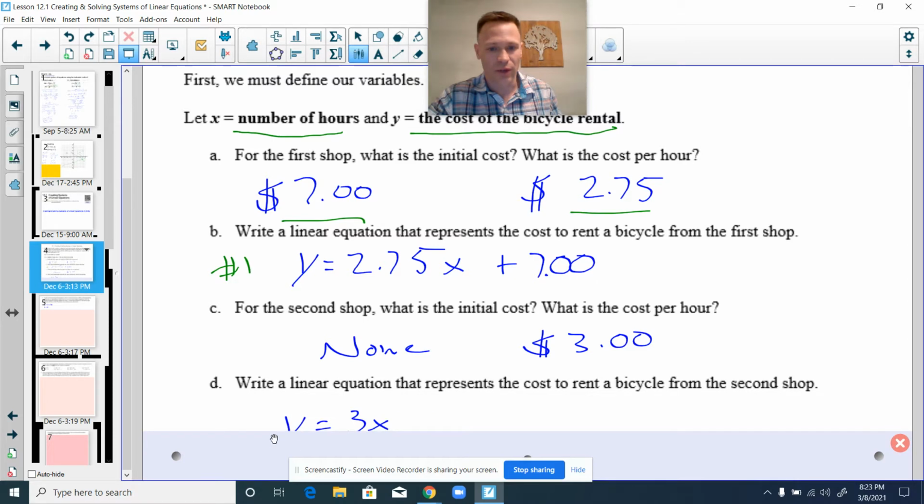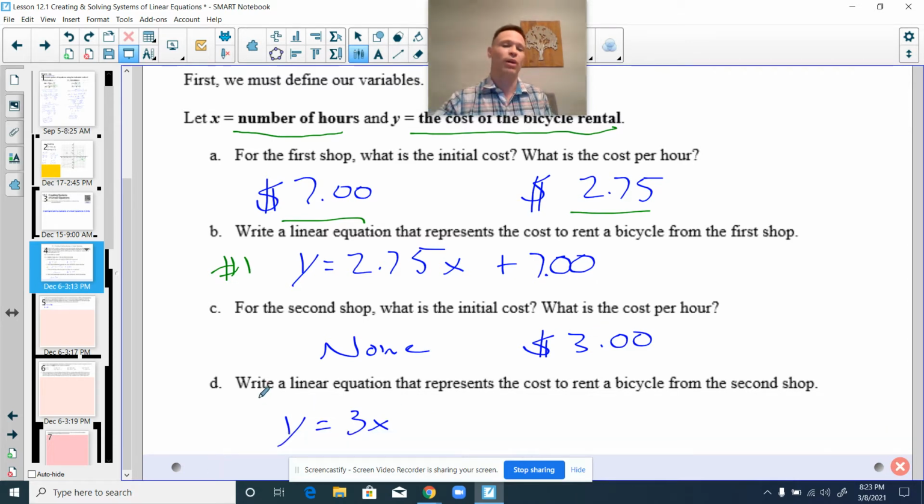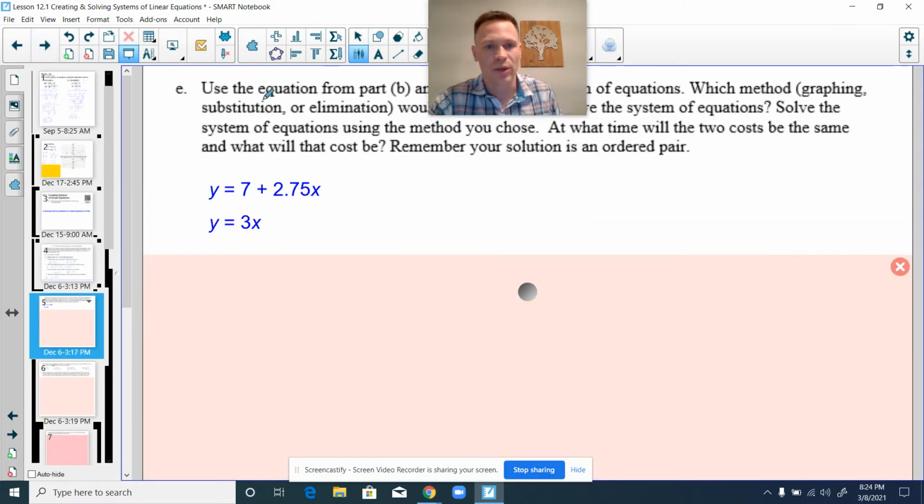So we're going to write a linear equation that represents the cost to rent from the second shop. So bike shop number 2 has no initial charge, so the cost is y equals 3 times x, and x is hours. You can write plus 0 if you like, but it really doesn't add any numerical value to the equation.